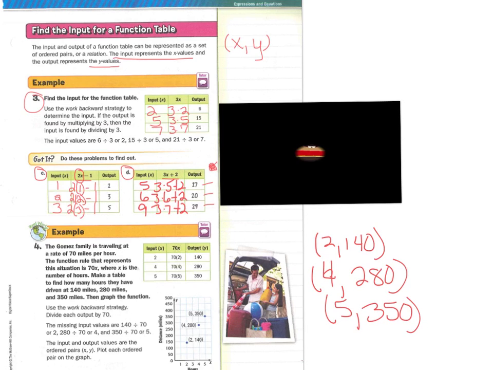Then you graph it. X always gets graphed first. So your graph looks like this, and you could make a line. Okay, go ahead and go to your next page.